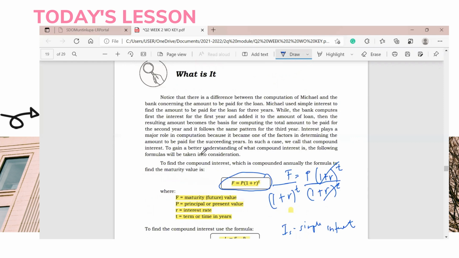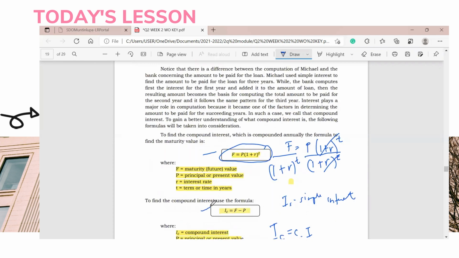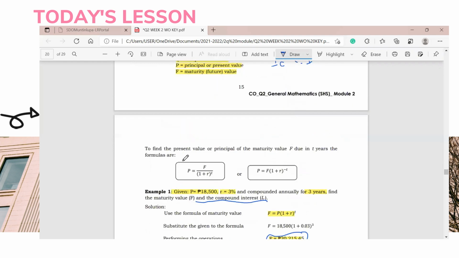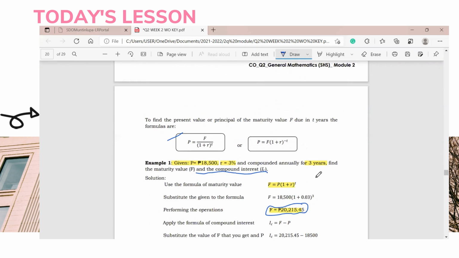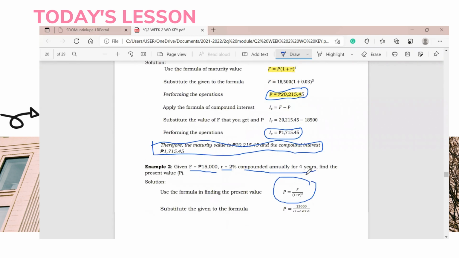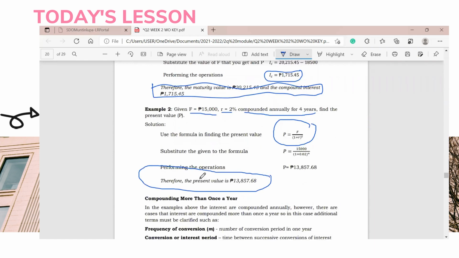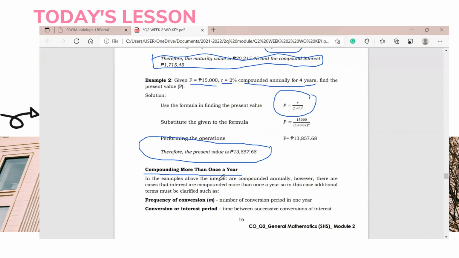So, we will just apply this given formula if it is compounded annually. Ito yung mga formula. Ito, isa, dalawa, tapos yung isa pa dito kanina, tatlo. These are the formula to be used when the given compound interest is compounded annually. Why am I saying that? Because there are givens that are compounding more than once a year. In this example, the interests are compounded annually. However, there are cases that interests are compounded more than once a year.